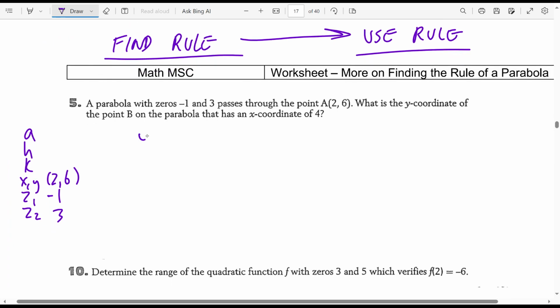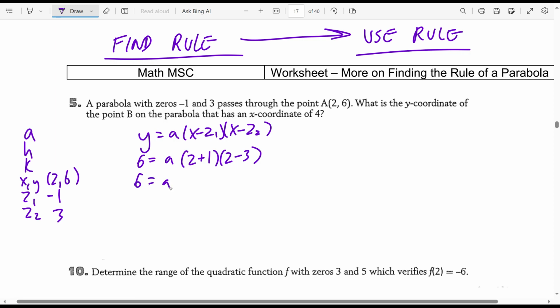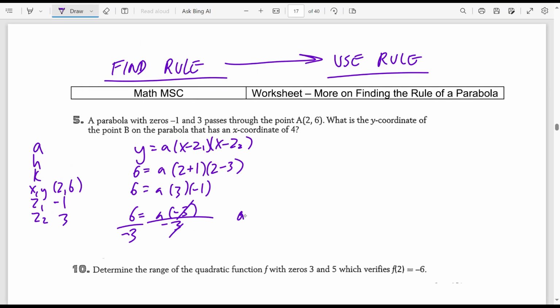It's in zeros form. Y is equal to A, X minus Z1, X minus Z2. So 6 is equal to A, 2 plus 1, 2 minus 3. Okay? So then I just do my math. 6 is equal to A, 3, -1. 6 is equal to A times -3. Divide by -3 on both sides. My A will be equal to -2.